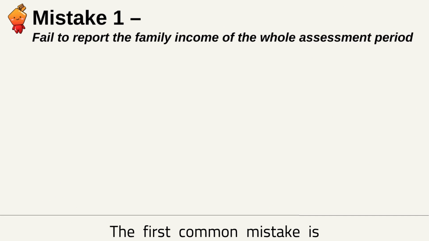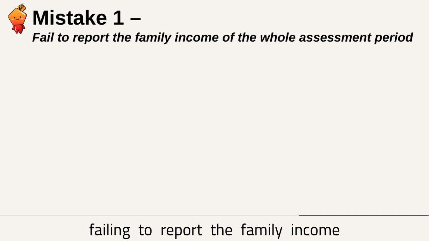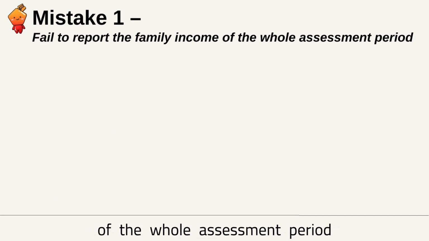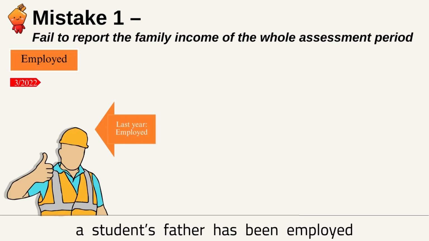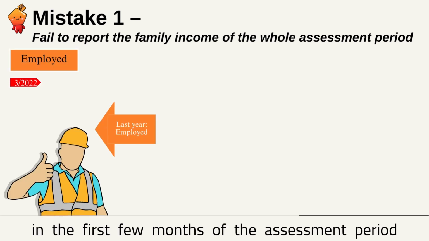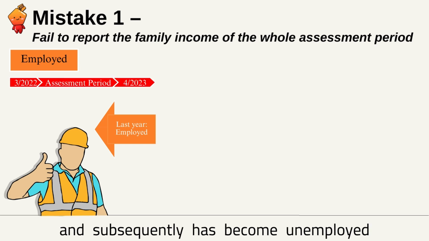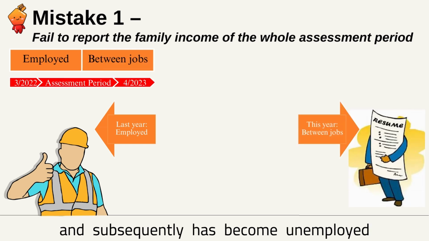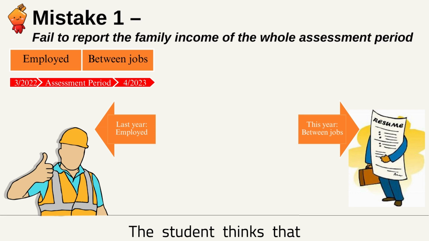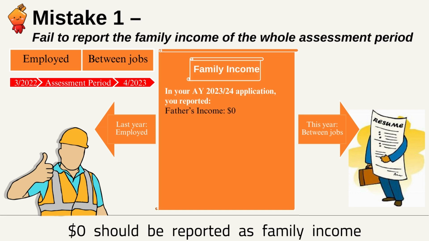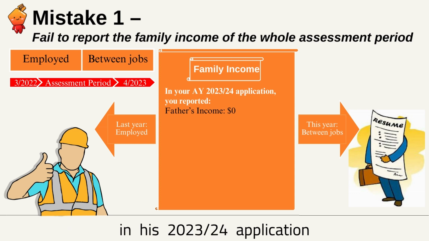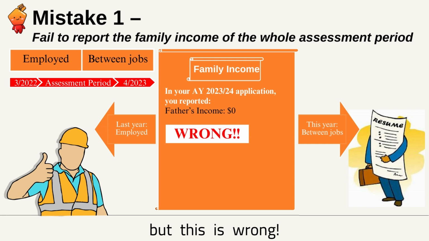The first common mistake is failing to report the family income of the whole assessment period. To illustrate with an example, a student's father was employed in the first few months of the assessment period, and subsequently has become unemployed. The student thinks that since his father is currently unemployed, $0 should be reported as family income in his 2023-24 application, but this is wrong.